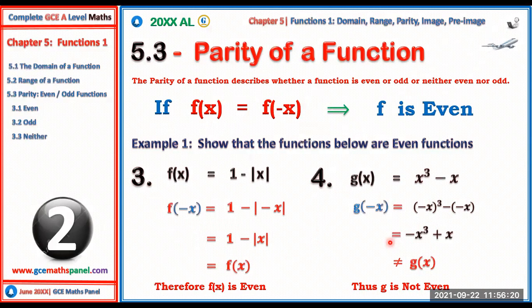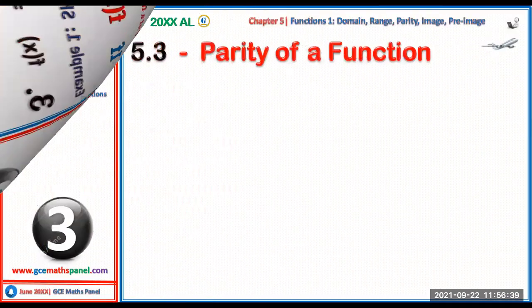If the function is not even, does it therefore mean that it is odd? No, we cannot conclude that. We are going to check if it is odd, and if it is neither even nor odd, then we are going to give a conclusion that it's neither. So whenever a function is not even, it does not mean that the function is odd. Let's look at odd functions.